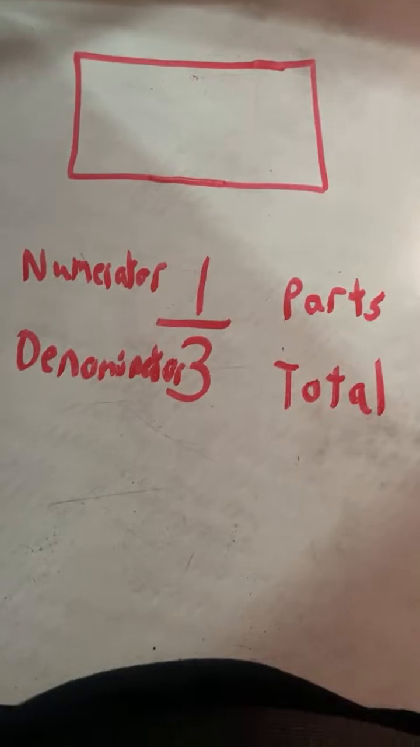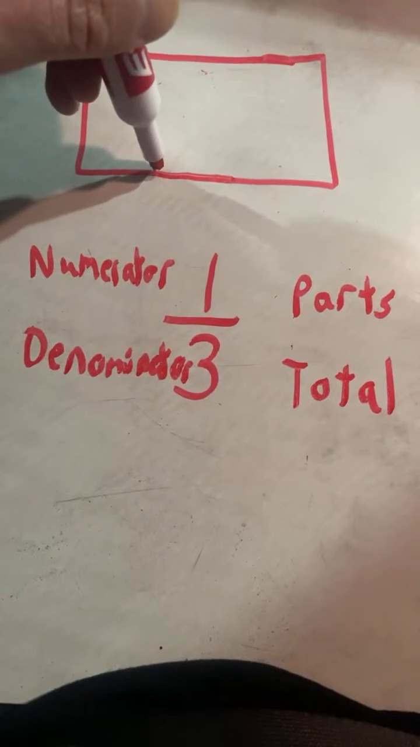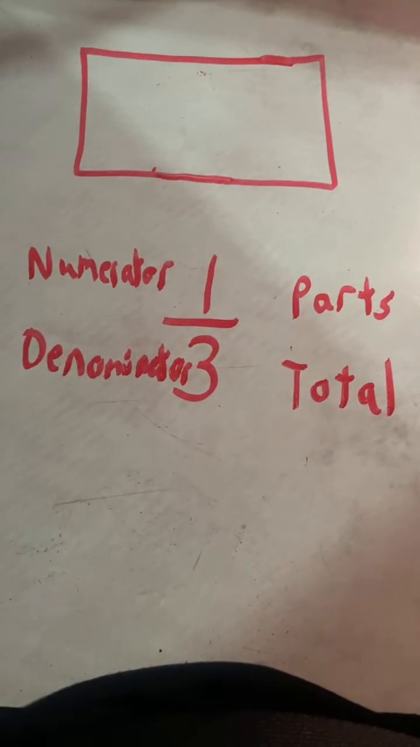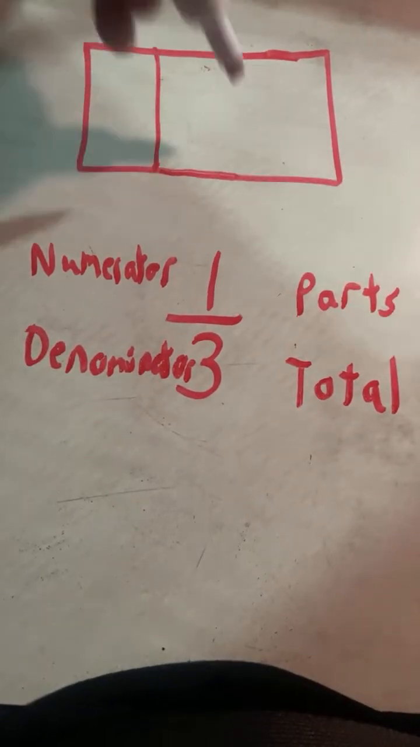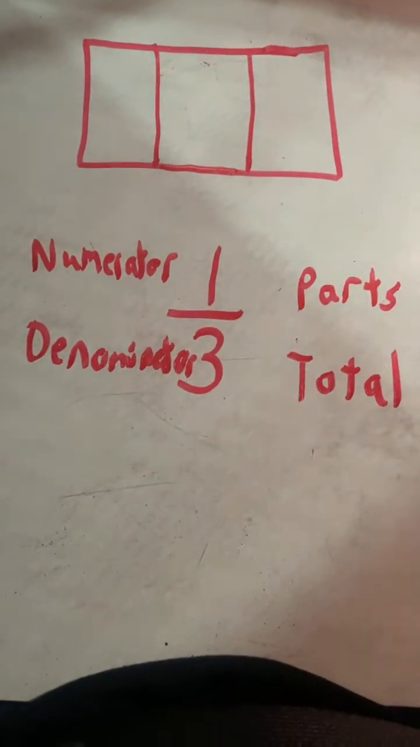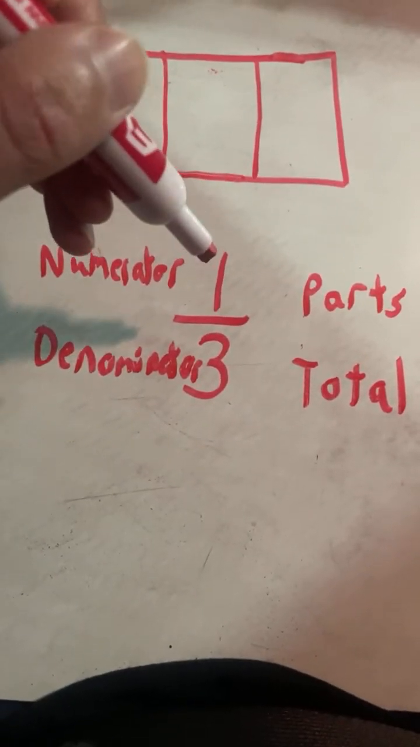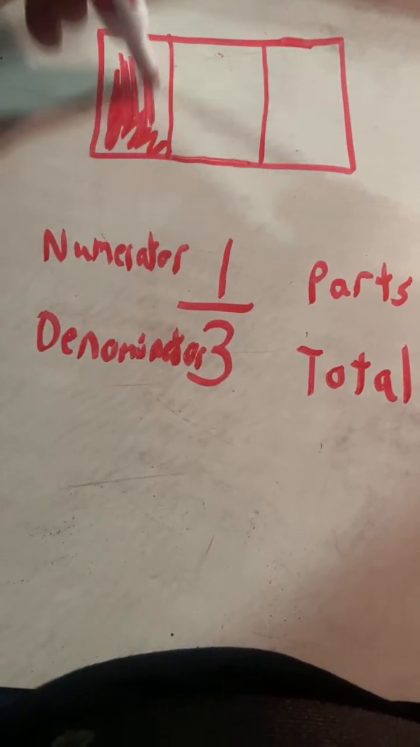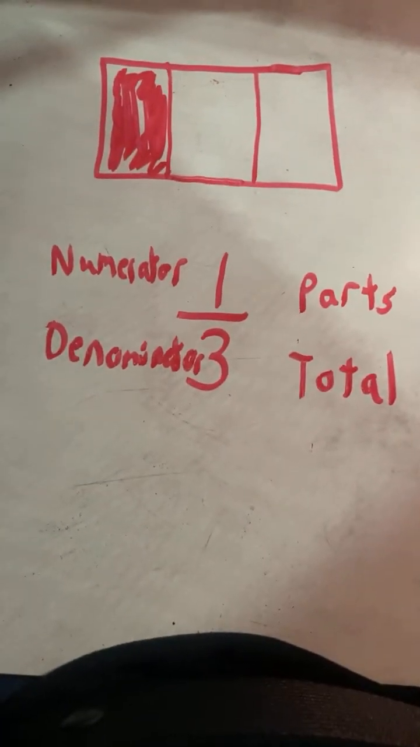So we have 1/3. So that means we have 3 total parts. So I'm going to make 3 total parts that are equal. I mean, my shapes aren't always drawn to scale, but 3 is our denominator, so 3 total parts, 3 equal parts. So I have 1, 2, 3 equal parts. The numerator, which is 1, means that there's 1 part shaded. And we now have a fraction model to represent 1/3.